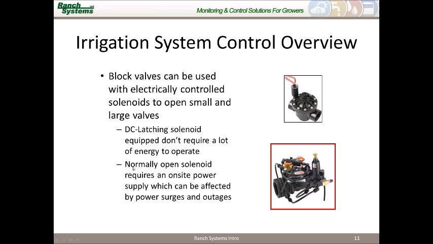So there's two different forms. One is the normally open, which is generally a 24-volt AC normally open solenoid, and that requires an on-site power supply or transformer, which should be installed by a certified electrician. So it requires a little bit more equipment in the field, and there's a little bit more of a possibility that there could be an issue with that control. So generally speaking, we recommend if a new system's being put in to go for the DC latching solenoid option. It doesn't cost but a few more dollars, but it can go a long way in the performance of the system and directly interfaces with our equipment.